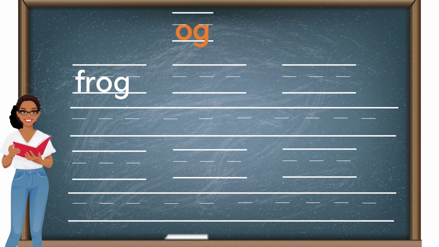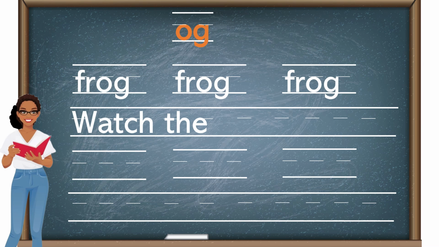F-R-O-G. Frog. Spell it with me. F-R-O-G. Frog. Let's spell it again. F-R-O-G. Frog. Let's use it in a sentence. Watch the frog leap. Frog.